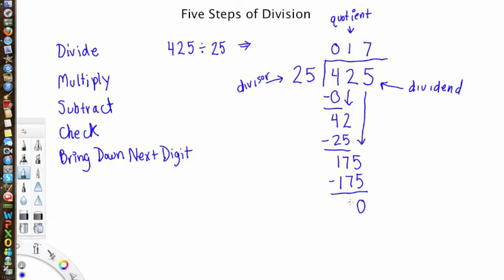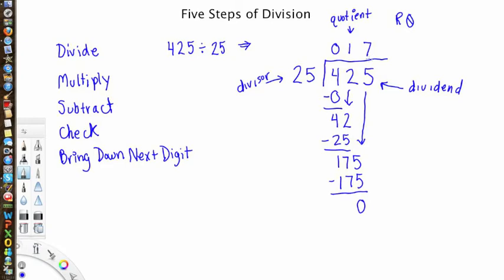We check. Is our remainder less than our divisor? It sure is. And then we go to bring down our next number. There is no next digit. So we are done, and we put our remainder up here of 0, or no remainder. Now, do you have to put a 0 here as a placeholder? No. If you just would have written out 17, that would have been fine. But it is really good to put a 0 here to keep our placeholder there and to keep everything nice and neat.